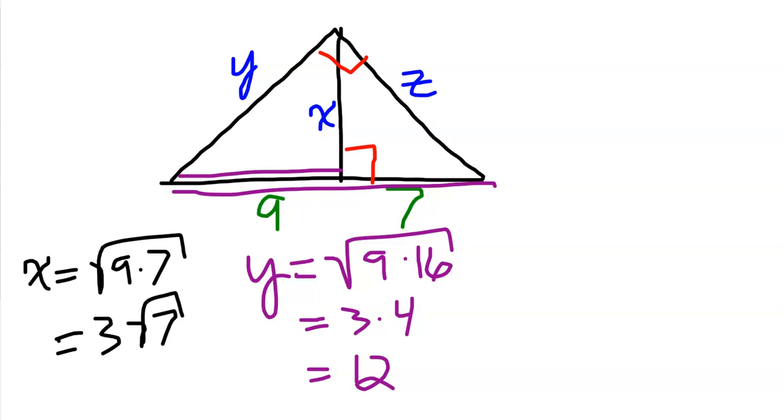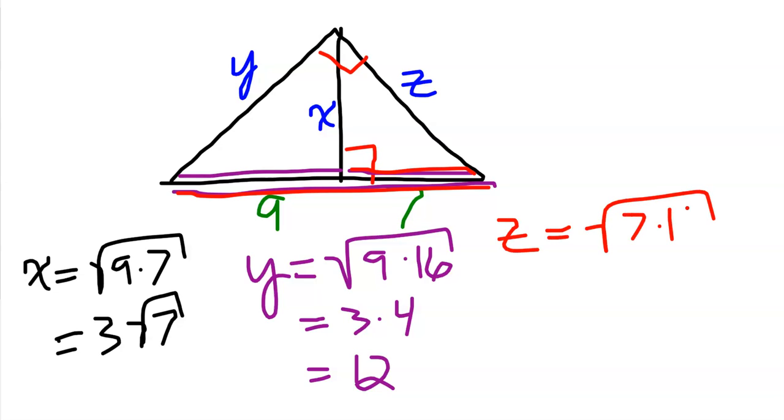And then for z, we know that z is the geometric mean of the length of the segment of the hypotenuse that's closest to it, as well as the entire hypotenuse. So z is equal to square root of 7 times 16. Square root of 16 is 4, so that is 4 square root of 7.